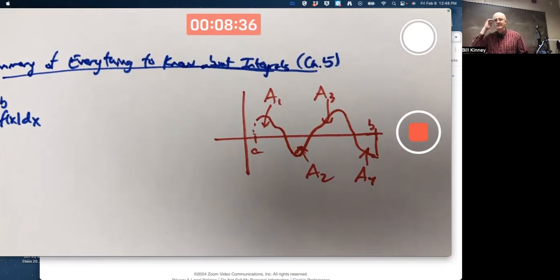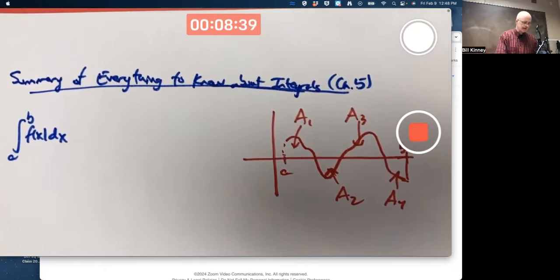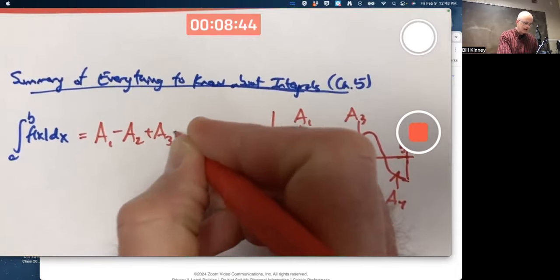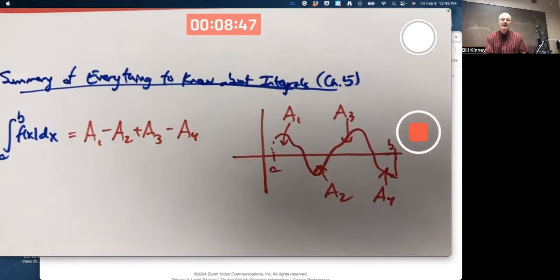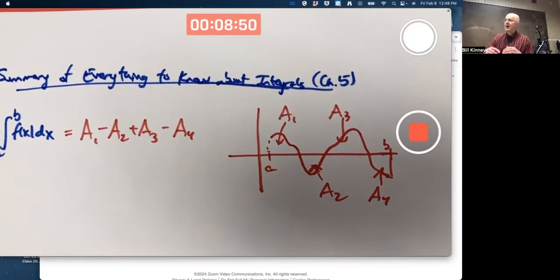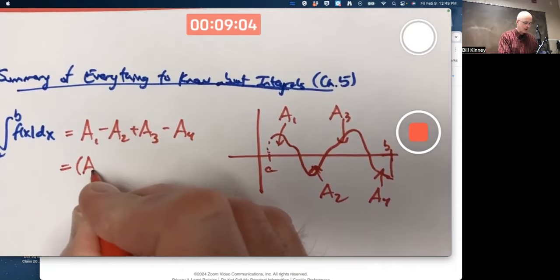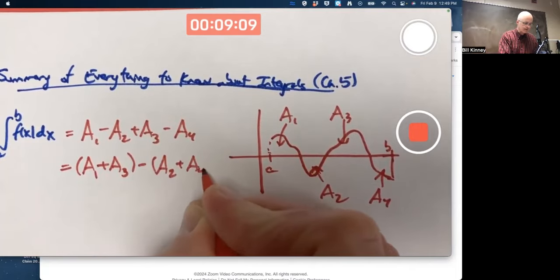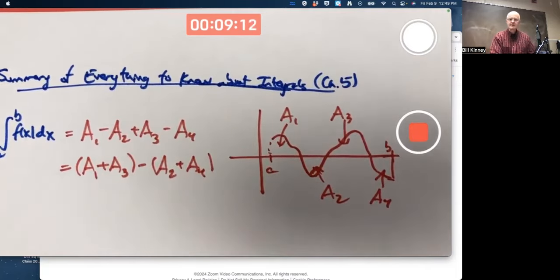If I do think of all those as positive numbers, the integral is A1 minus A2 plus A3 minus A4. Add a positive area when the graph is above the axis, and subtract a positive area when the graph is below the axis. And it's always the area between the graph and the axis. Of course, you also could group together the terms that are added, and also group together the terms that are subtracted, though if you did that, you'd want to be careful to include parentheses and a plus sign right there, actually.